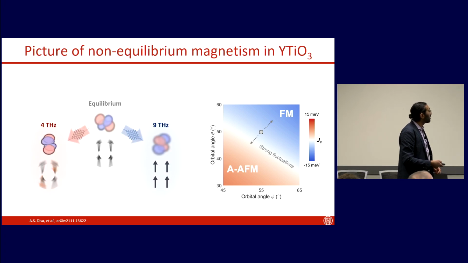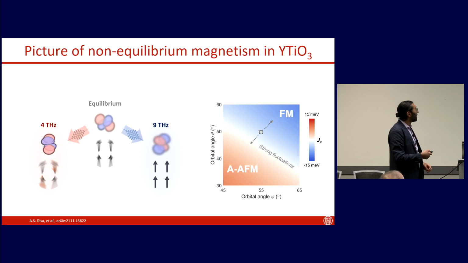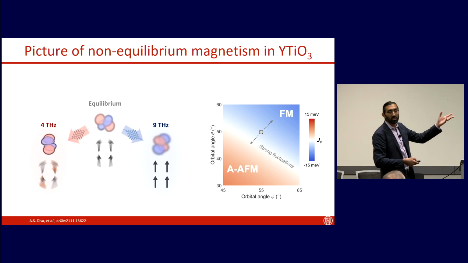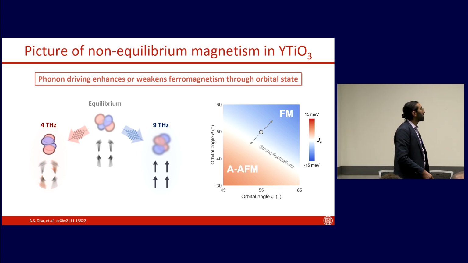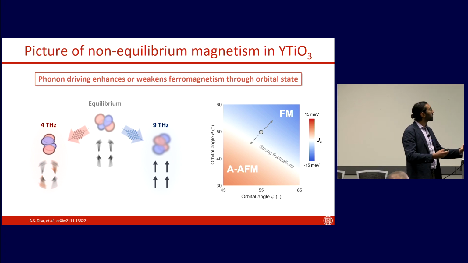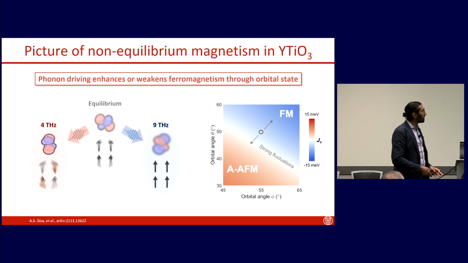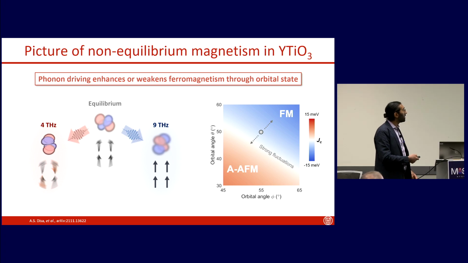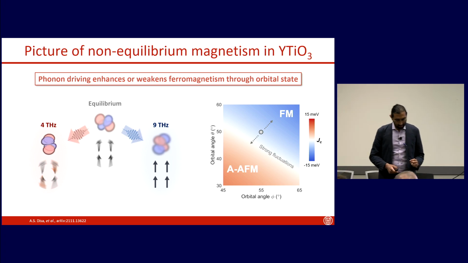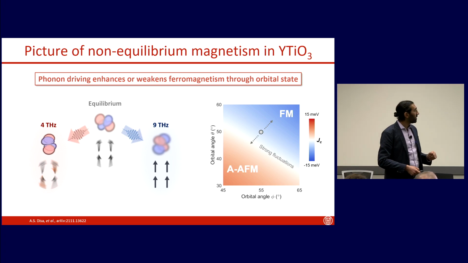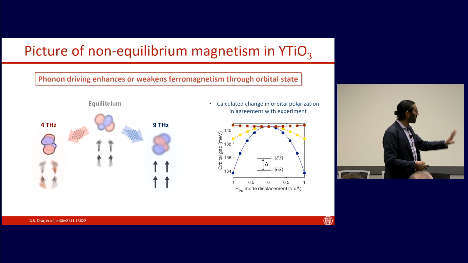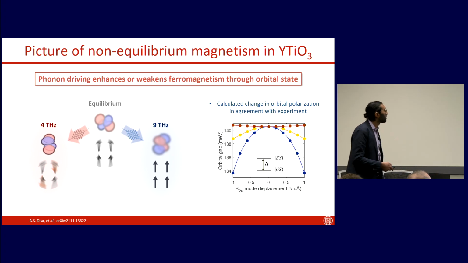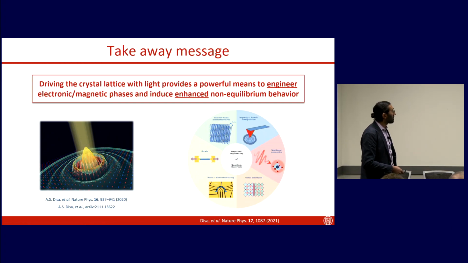And so the model that we have is that when you pump the system, the orbital is moving in such a direction as to either enhance or decrease the effect of these competing fluctuations. Okay, so essentially, phonon driving enhances or weakens ferromagnetism through the orbital state. And in the best case scenario, we can enhance the ferromagnetism to create a non-equilibrium ferromagnetic state with a TC that's three times larger than in equilibrium. And this is just to show you that there is a real calculation we did which corroborates this idea. Okay, so that's all I wanted to talk about today.